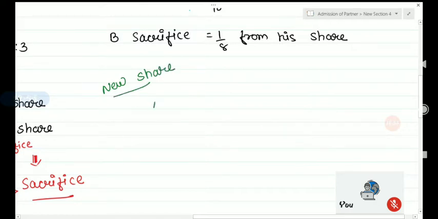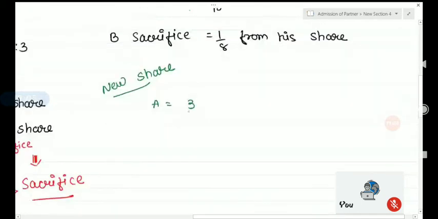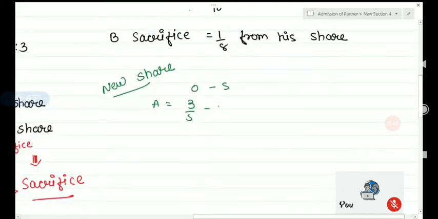Okay, new share of A is, what was the old share? It was 3/5 minus sacrifice. Old share minus sacrifice. Here it is 1/10. Okay, let's take 50. 10 3s are 30 minus 5, so 25/50.